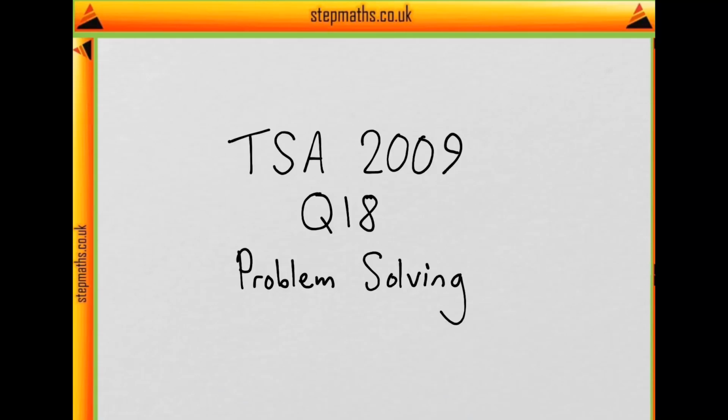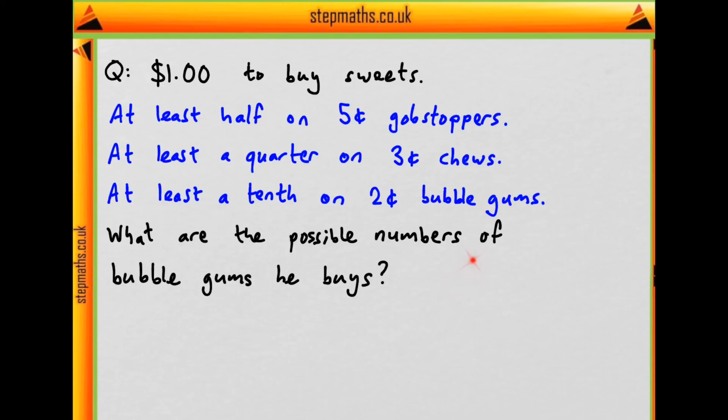This is question 18 on problem solving from the 2009 TSA. So we're told that a boy has $1 to buy sweets with, and he plans on spending at least half of this money on 5-cent gobstoppers, at least a quarter of it on 3-cent chews, and at least a tenth of it on 2-cent bubblegums. And therefore, what is the possible range of numbers of bubblegum pieces that he can buy?